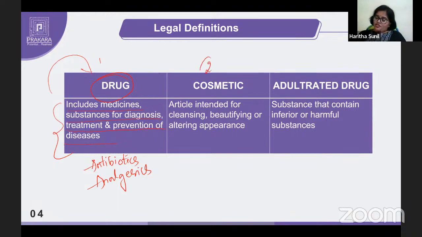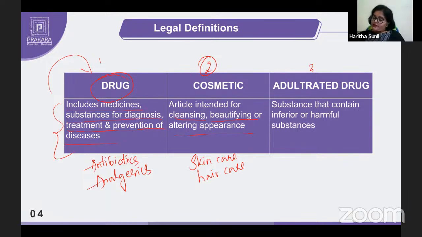And then the second definition is a cosmetic. So what do you mean by cosmetic? The articles which are intended for cleansing, beautifying, or altering the appearance are called cosmetics. For example, skincare products, and hair care products like shampoos, conditioners, dyes, etc. And then makeup items, like lipsticks, eyeliners, mascara, all those things. The importance of this particular word is that it covers the safety and labeling standards in order to prevent harm from cosmetic use.